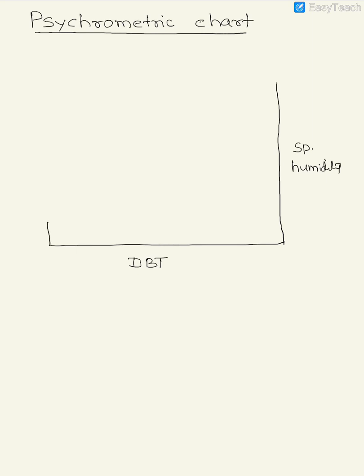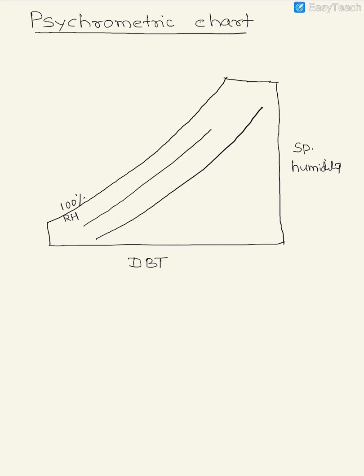Then you have a construction like this. This curve which I am drawing is called a relative humidity curve or saturation curve. The relative humidity of this curve is 100%. So this is the 100% RH curve, or it is also called the saturation curve. Parallel to this, the curves below this would have different values of RH. As you move downwards, you would have lower values of RH.